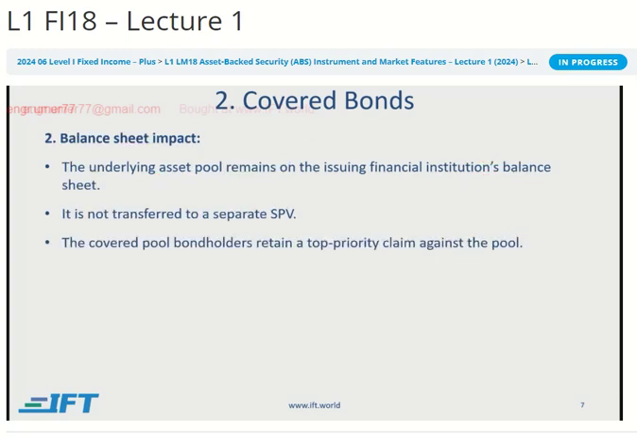Balance sheet impact: the pool remains on the bank's balance sheet, right? It's not transferred to a separate SPV. So we don't have that bankruptcy remote concept over here. So the covered bondholders retain a top priority against the pool. So it's like a senior secured liability issued by the bank. It has a top priority claim.